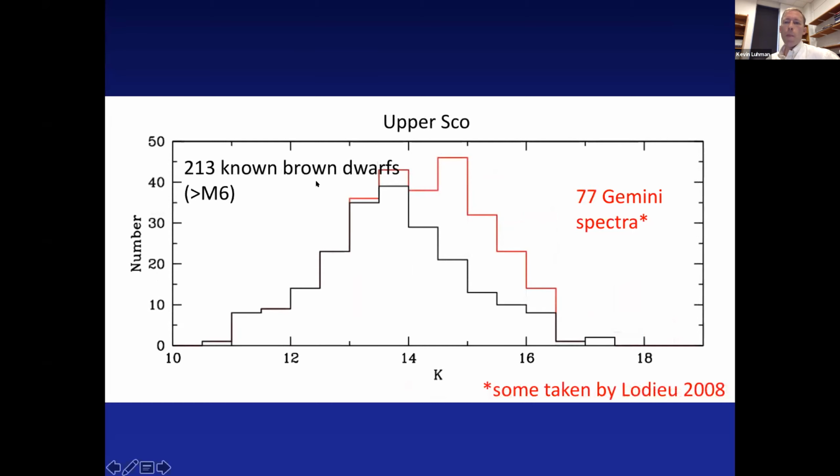And here's Upper SCO. So Upper SCO is much richer than the previous regions. It has more than 200 known brown dwarfs, and 77 of the faintest ones have been confirmed with Gemini, both in my work and in this study here.